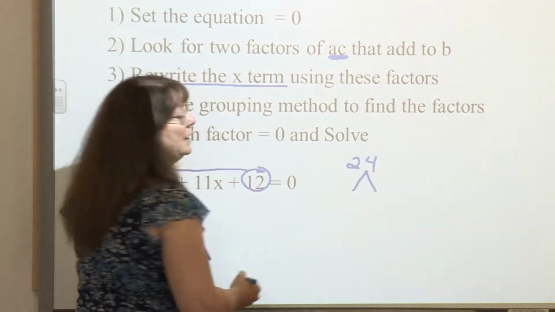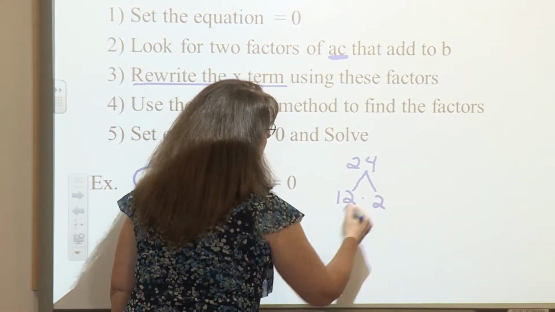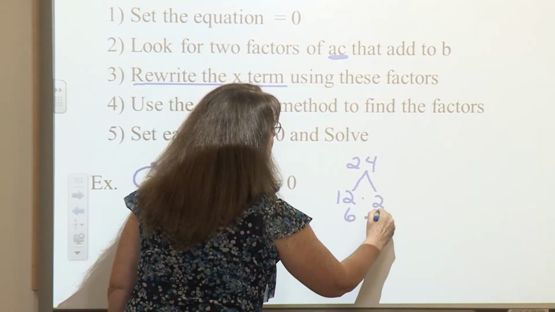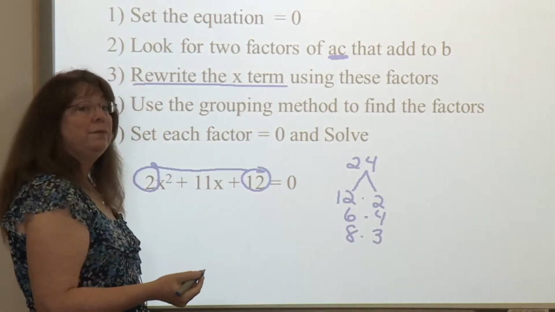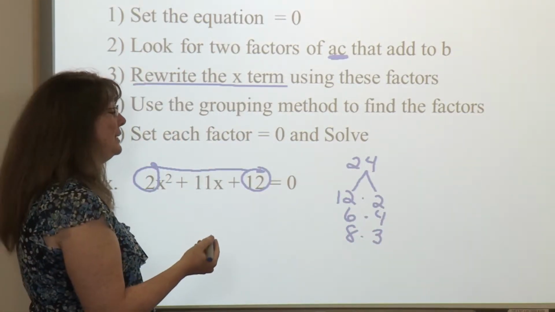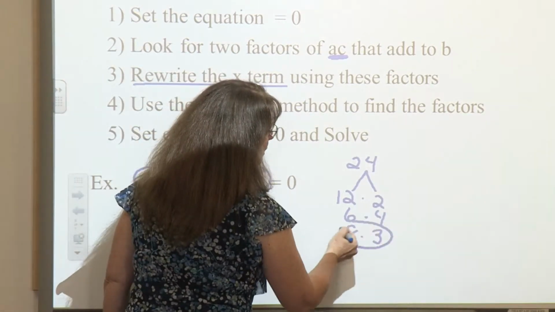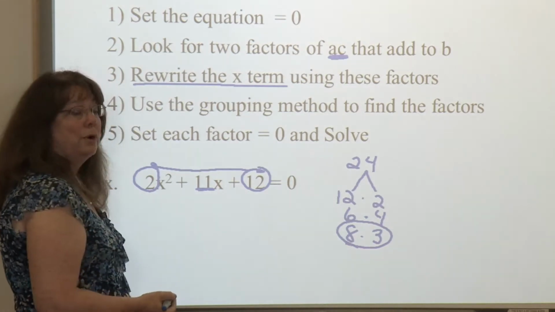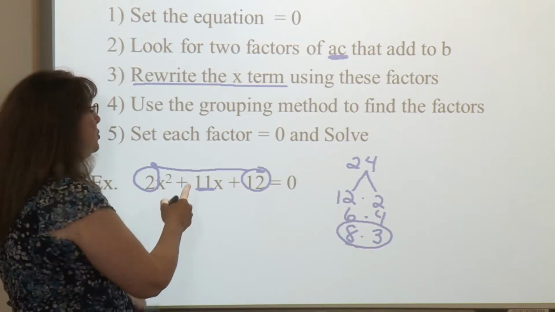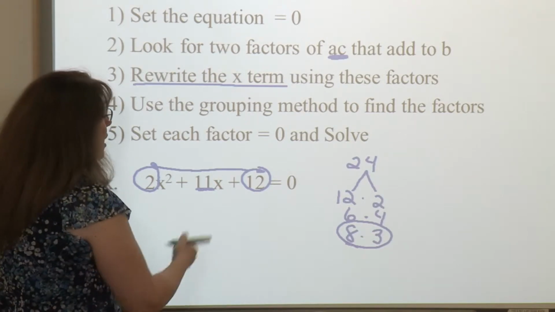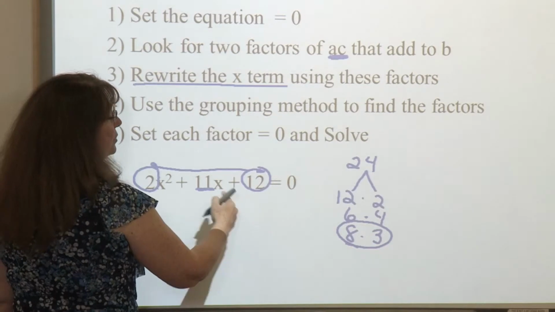So you can start listing any factors that you can for 24. 12 and 2, 6 and 4, 8 and 3. Keep going until you find two values that are going to add together to give you 11x. I found them, 8 and 3. 8 times 3 is 24. 8 plus 3 is 11. The idea, though, is this time I'm going to rewrite that x term in the middle. I want to split it apart so that I have 8x and 3x.